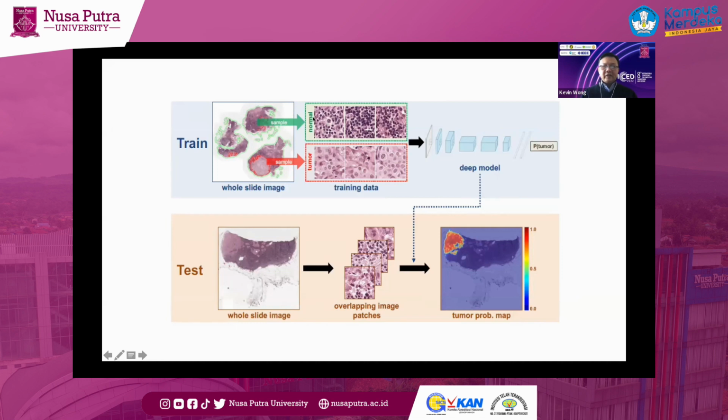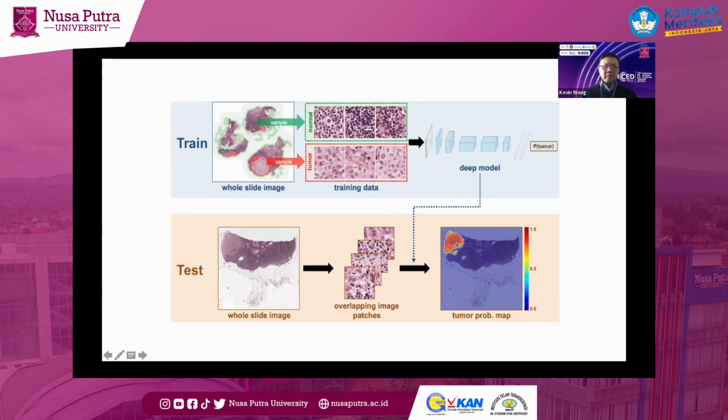And of course, this one is a simple classification problem: whether the patch is considered normal, or the patch has some tumor. And then you try to train the deep learning. Depending on how you arrange your deep learning, the last layer of the deep learning can actually generate some kind of probability.